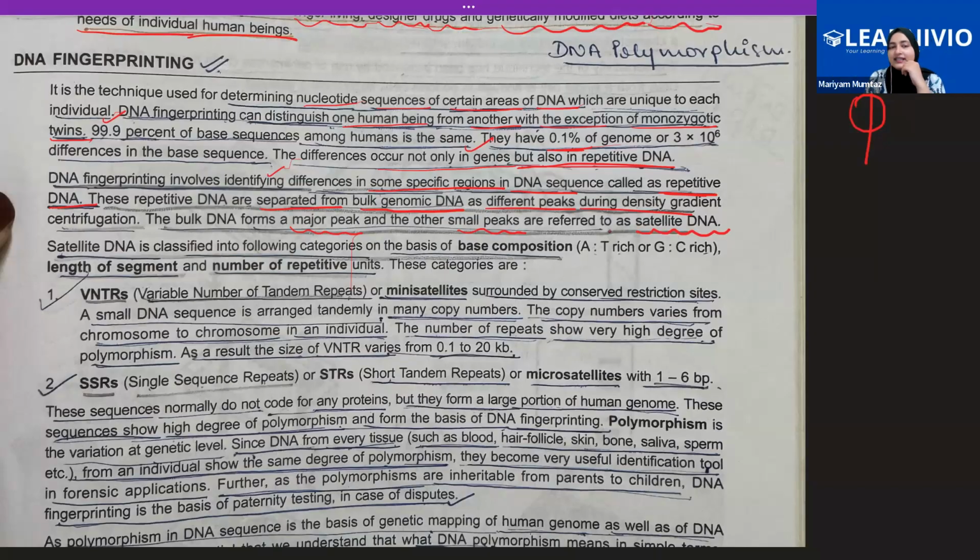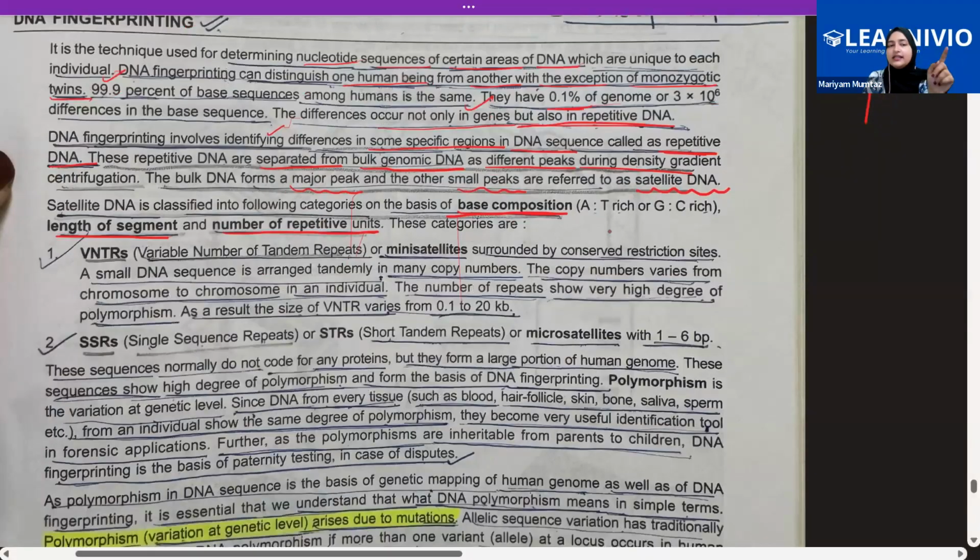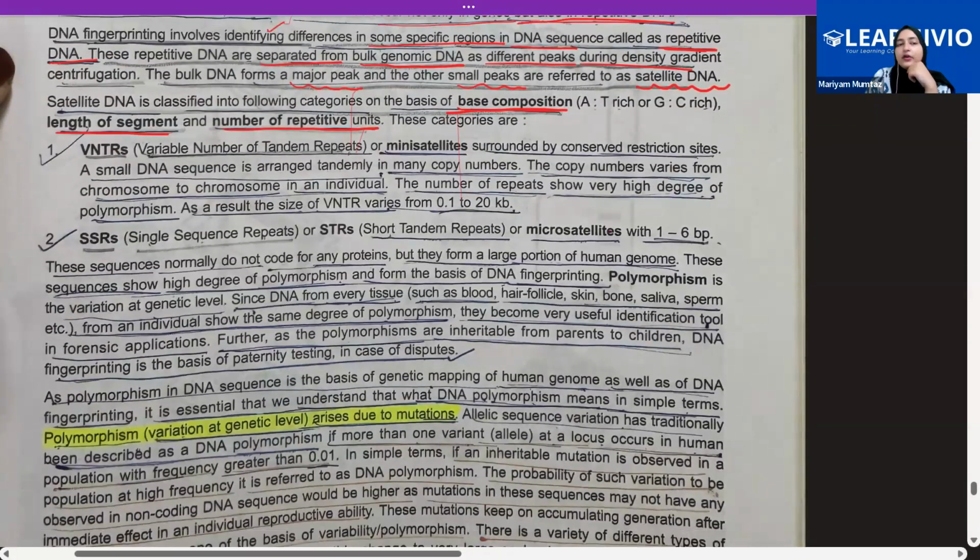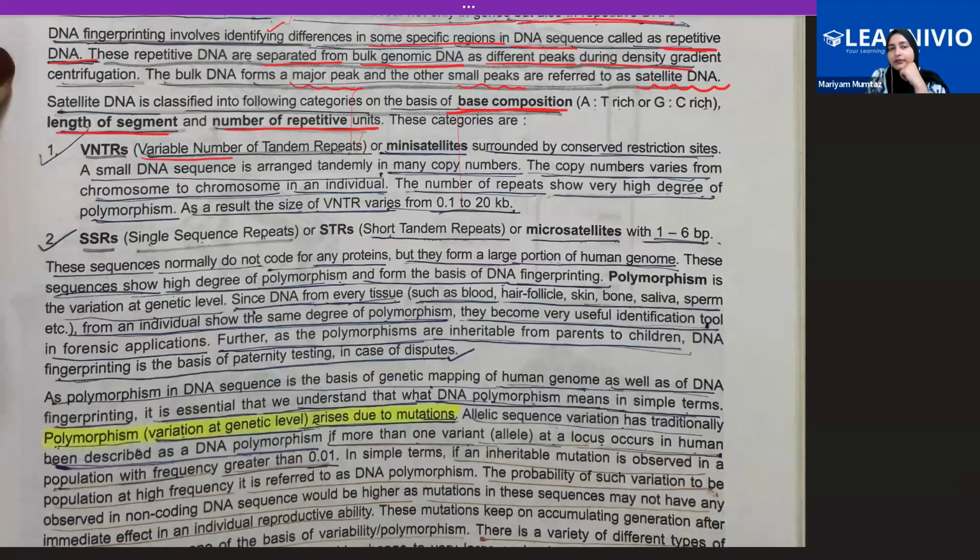So satellite DNA is classified into the following categories on the basis of the base composition. Base means the nitrogenous base: adenine, guanine, cytosine, thymine. Then the second thing is the length of the segment, and the number of repetitive units. So according to these three criteria, the satellite DNA are of two types: VNTRs and SSR.